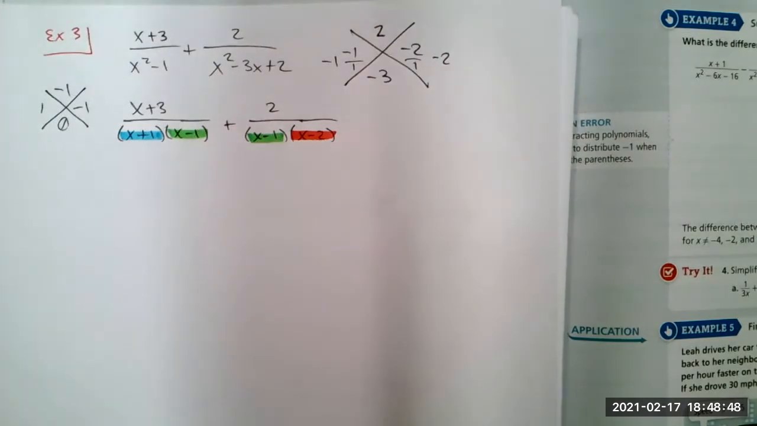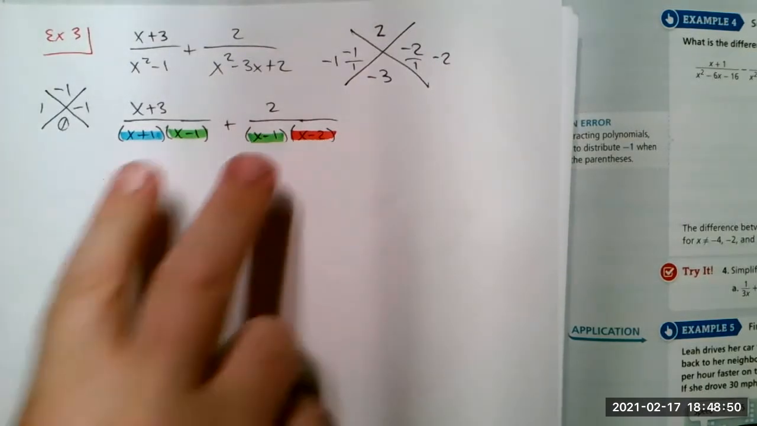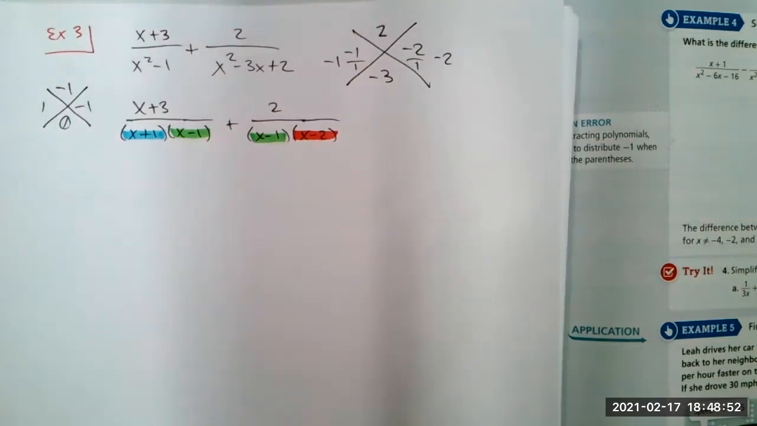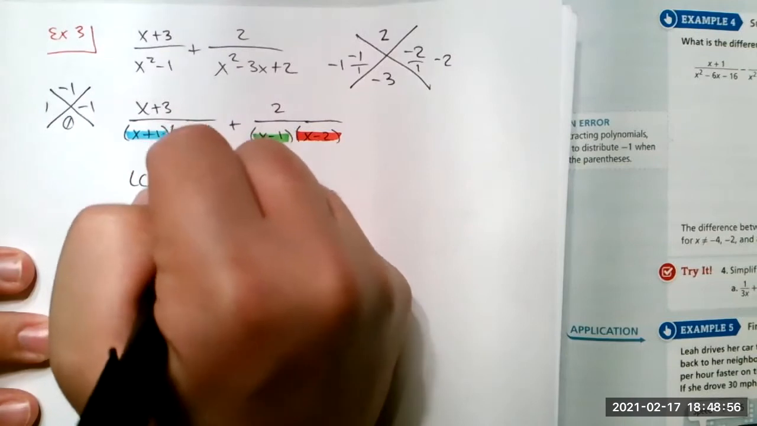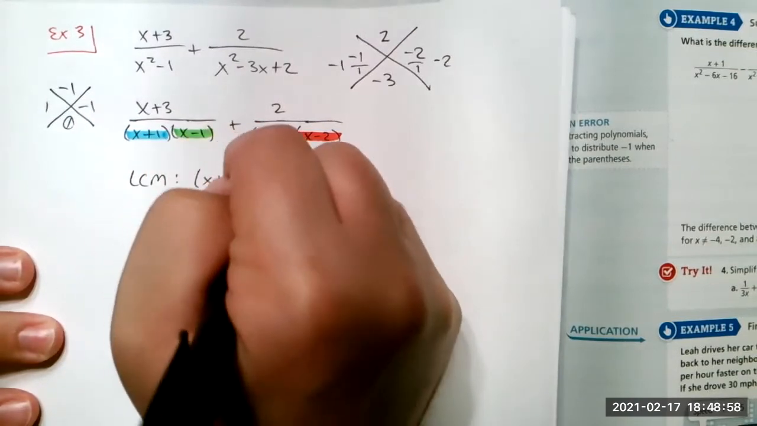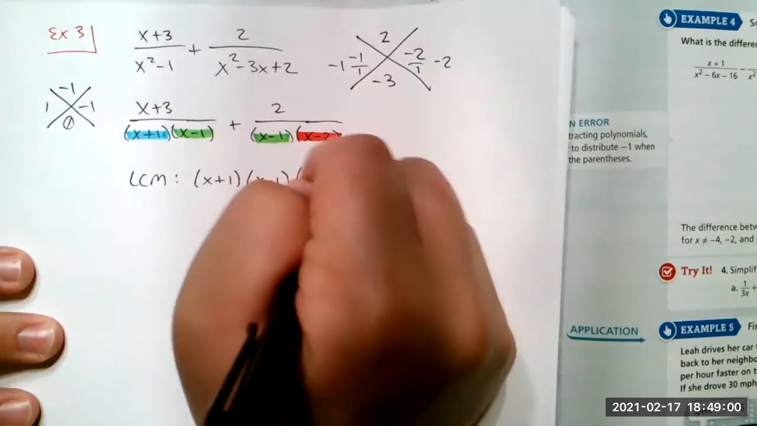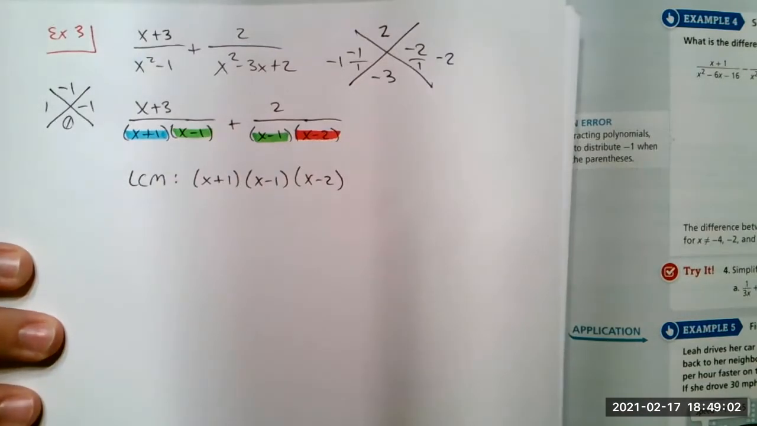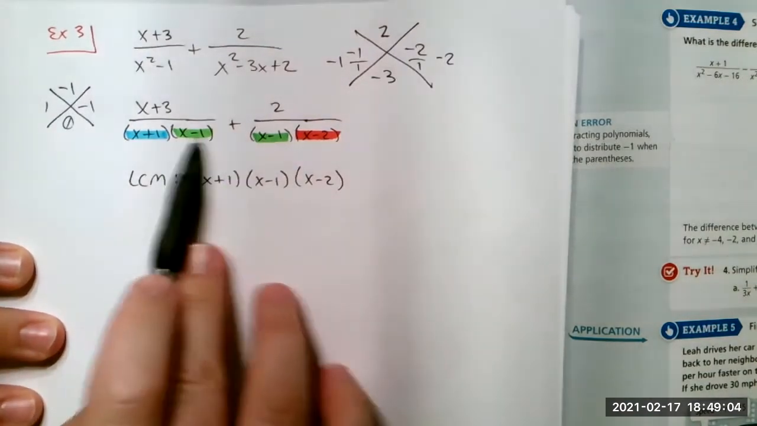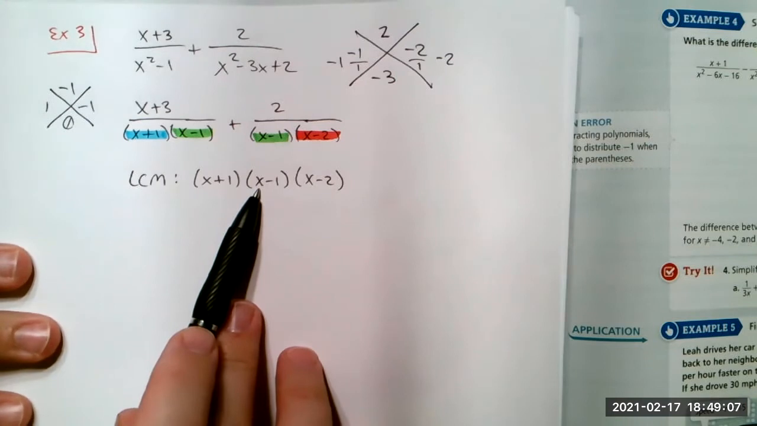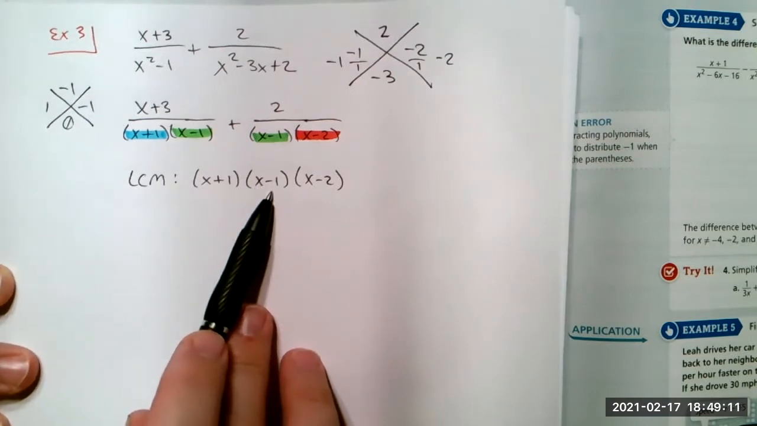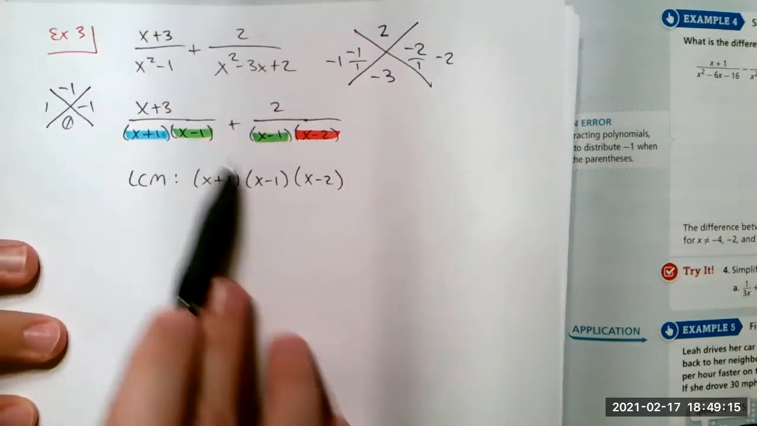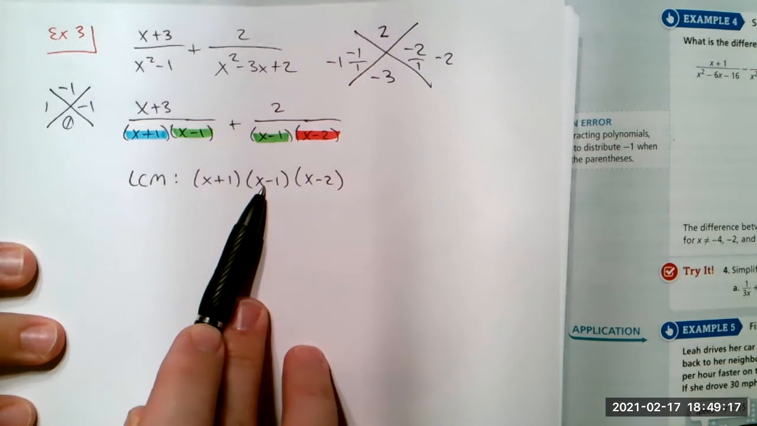So essentially I have 3 different factors, right? These are repeating. So I know that my least common multiple is going to be x plus 1 times x minus 1 times x minus 2. Just because there's 2 of these x minus 1s, I don't need 2 of them. If you put two of them there, you're just going to reduce one out later on. But just keep that in mind. I just need at least one of those in my least common multiple.